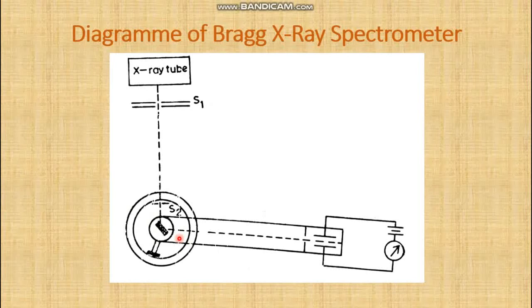So it is twice that angle, so that the reflected rays always enter the chamber. It has to enter this chamber. And the extent of ionization produced by the reflected beam, where the methyl bromide vapors are given, is measured by the electrometer. This is the electrometer. So this is about the Bragg X-ray spectrometer.